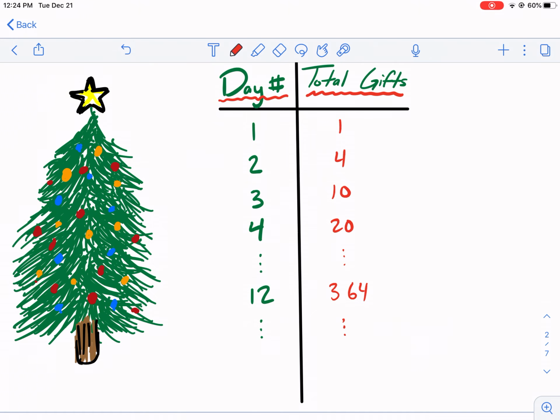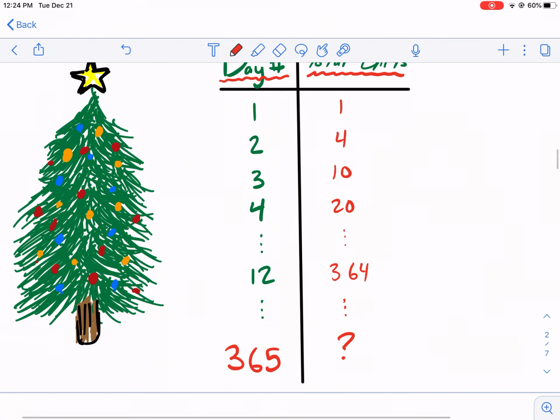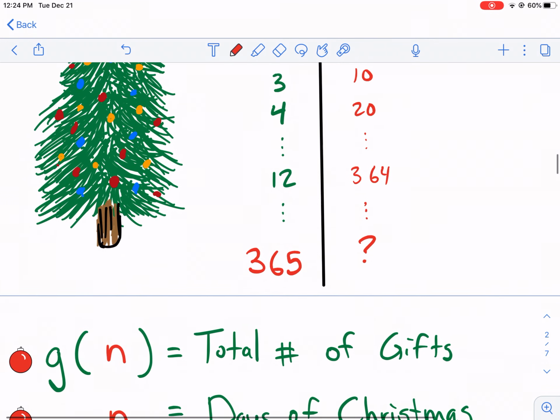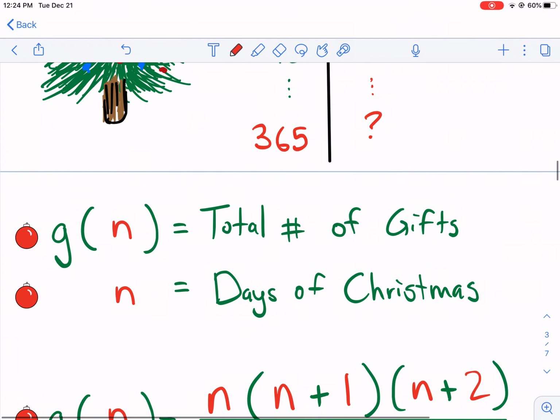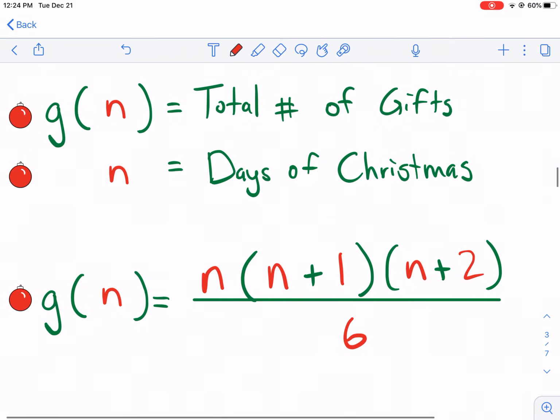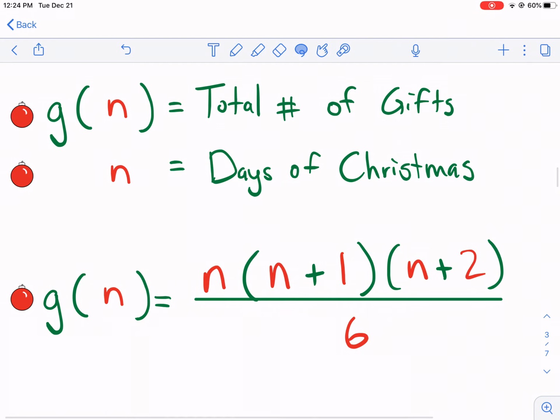So what if we had 365 days of Christmas? How many gifts would that be? Now, there's a tool to help us with this. There's an equation well established, and I'll link some of these resources below in the description. On the left here, we have G of n, and that is the total number of gifts. And n represents the number of days of Christmas. In this case, we want n to equal 365.